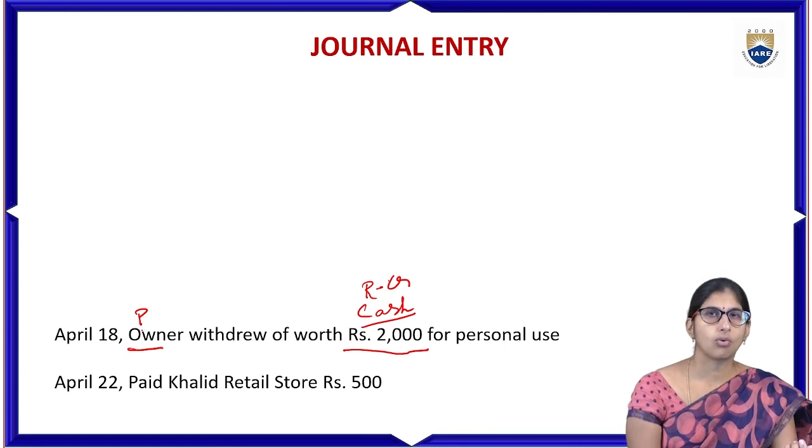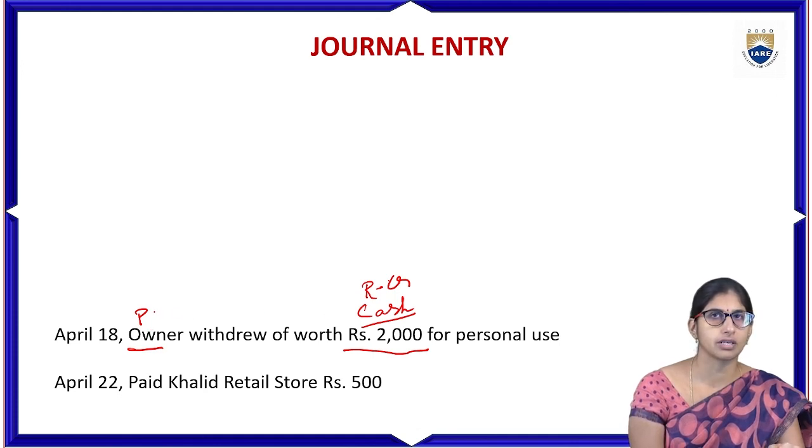And owner is a personal account item. So here, as per personal account, debit the receiver, credit the giver. So this owner is receiving this cash worth of 2000. So he is a receiver. So debit personal account item.